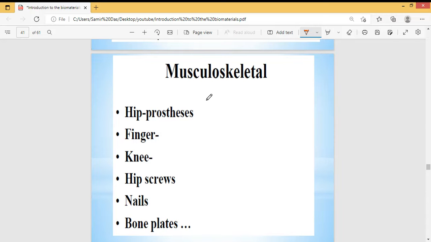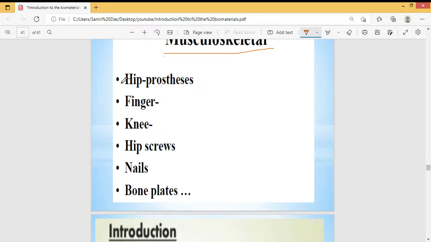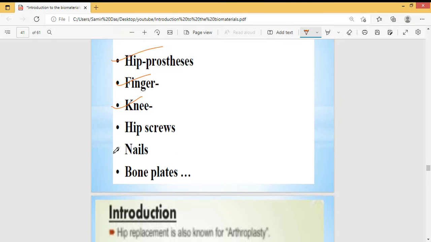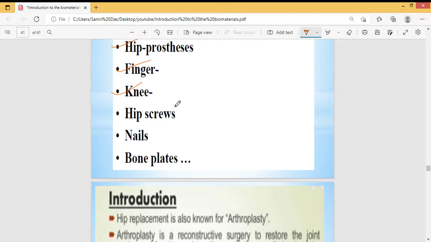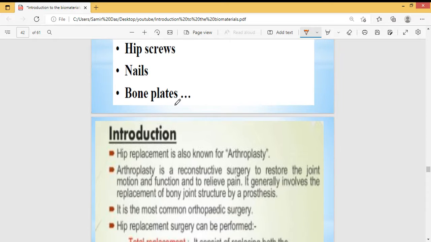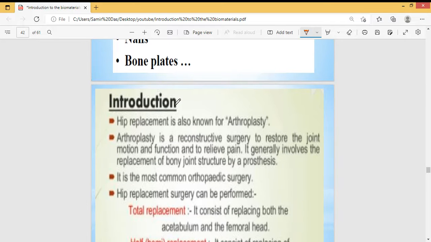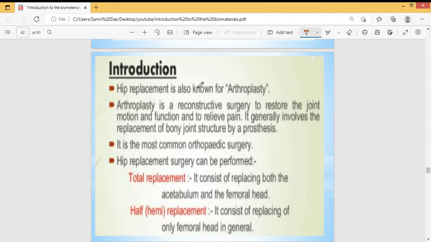First come to the musculoskeletal biomaterial applications, in respect to the biomaterials part. The biomaterials used for the musculoskeletal system: first is the hip prosthesis, next finger, next knee, and so on. We will briefly describe those things in our upcoming parts. So basically it comes to hip replacement.